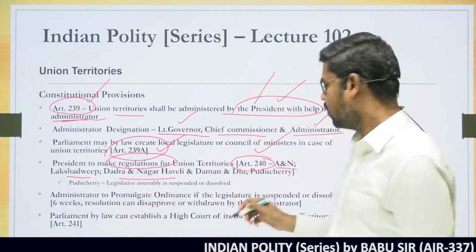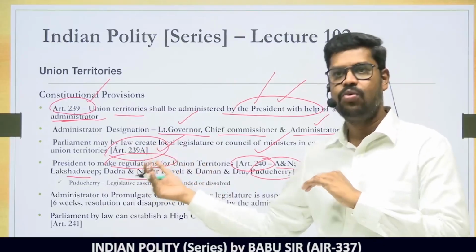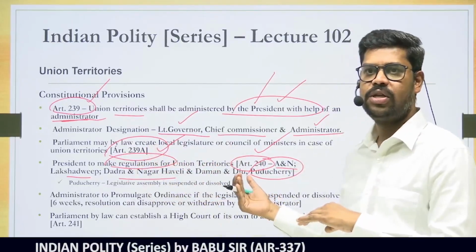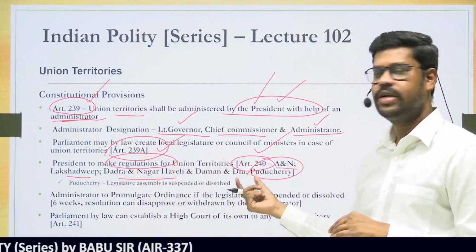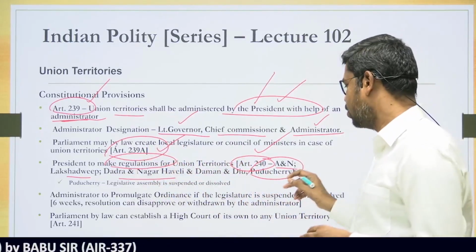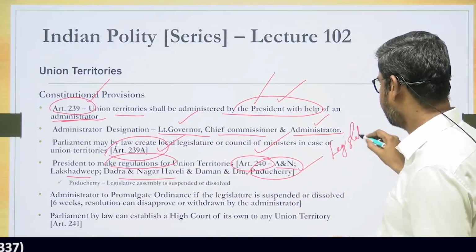But the most important thing is, what is the difference between the other union territories and Puducherry here? Well, Puducherry is the only union territory among all the 5 union territories under Article 240 which has a legislative body. So therefore, there is an exception that is given.